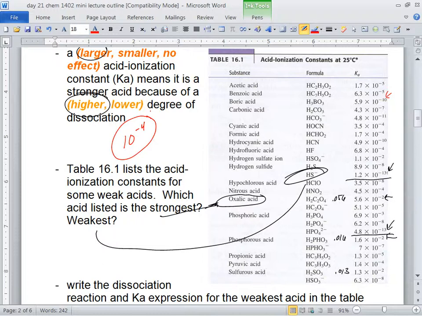Okay, how do you know? Yeah, good, Mia. How do you know? That means you have to know. You have to have a table, right? You have to know what the Kas are. But to do the problem in the first place, they have to tell you what the Ka is, or you have to look it up in the table. So you know what the exponent's going to be.